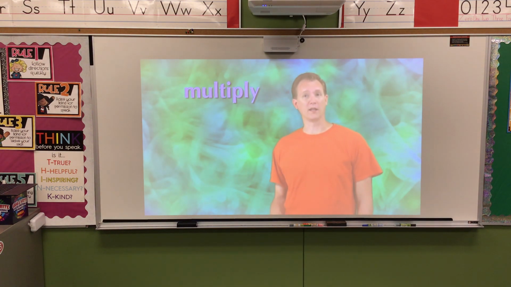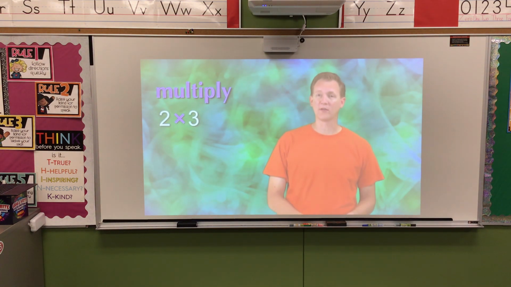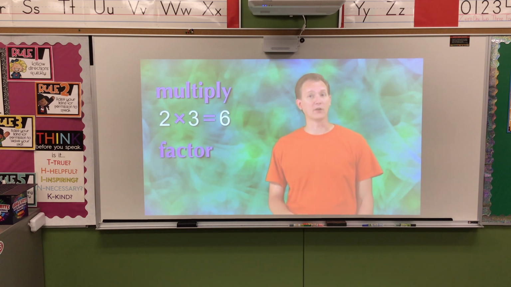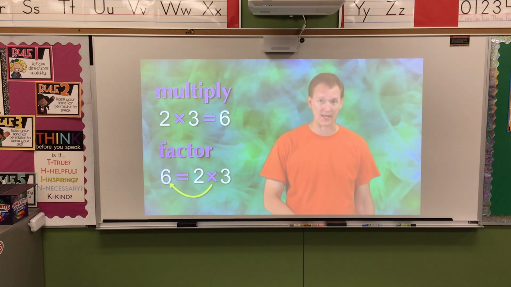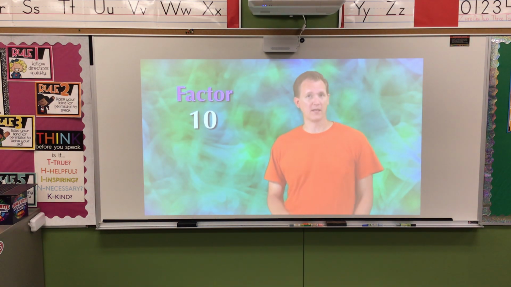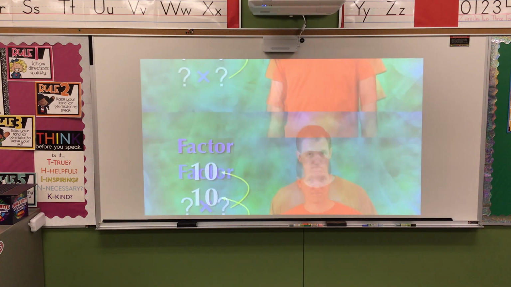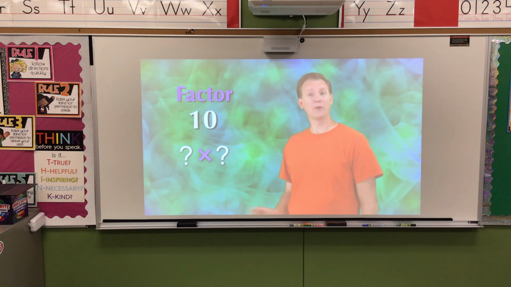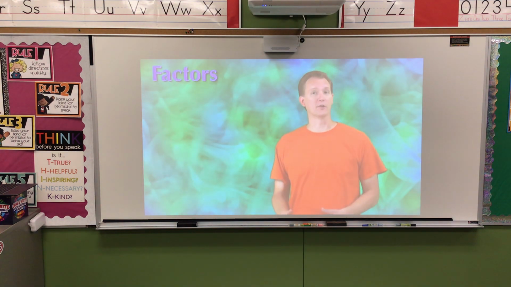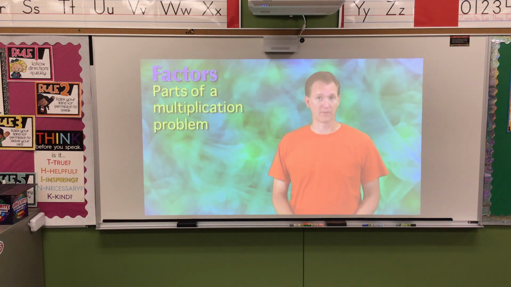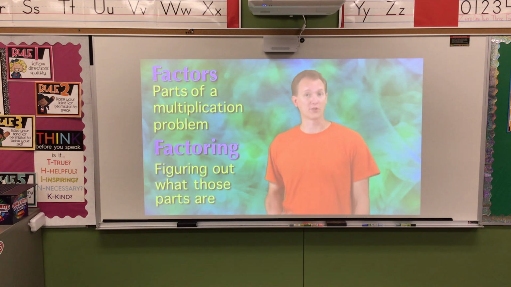When you multiply, you take two numbers and multiply them together to get one number. And when you factor, you take one number and figure out what two numbers you can multiply together to get that number. For example, let's say you're asked to factor the number 10. Now that means that you need to figure out what numbers you can multiply together to get 10. If you know your multiplication table, you'll remember that 2 times 5 equals 10. That means that 2 and 5 are factors of 10. So factors are just the parts of a multiplication problem. And factoring is figuring out what those parts are.